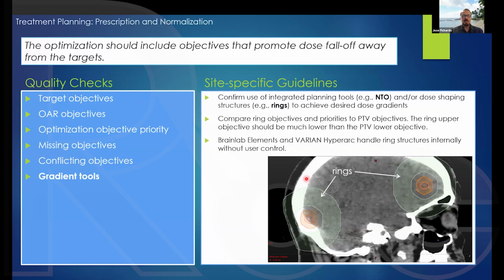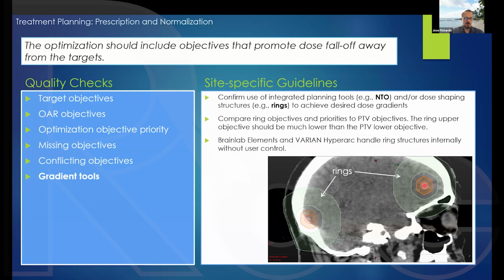All right. Gradient tools are very, very important for SRS and SFRT. We want very, very steep gradients. And you can achieve that using the normal tissue objective, that's what NTO means, or the use of rings. Here I give you an example of rings. The PTV is the target, the smaller circle. This orange band is your inner ring, and then you have this outer ring in green. So you're going to push these by different priorities to push the dose away from healthy brain and all towards the target, right?